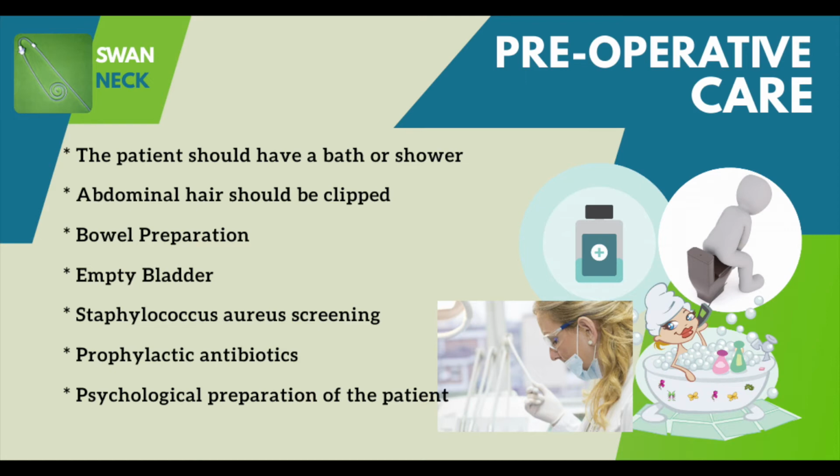Do Staphylococcus aureus screening. According to a study, patients who have nasal carriage of S. aureus have an increased risk of exit site infection and peritonitis, and the use of mupirocin cream or ointment at the exit site is recommended to reduce the incidence of infection. Have prophylactic antibiotics, as there is evidence that this prevents catheter infections and peritonitis. Identify the psychological preparation of the patient, as this is of absolute importance for someone new to PD.